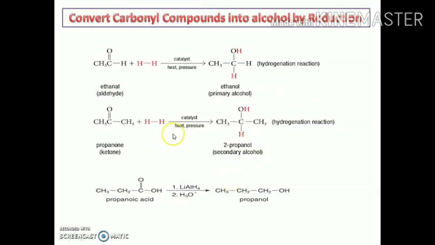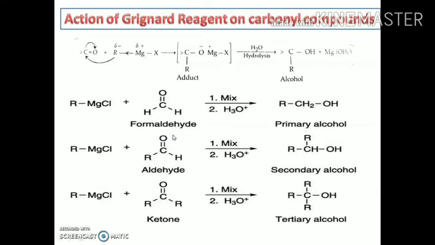Now, the next case is the action of the Grignard reagent on the carbonyl compounds. The main advantage of this process is that we can prepare all types of alcohols by this method. We can prepare primary alcohols, secondary alcohols and tertiary alcohols by treating an appropriate aldehyde or ketone with the Grignard reagent in the presence of dry ether, followed by the hydrolysis of the addition product with dilute acid.